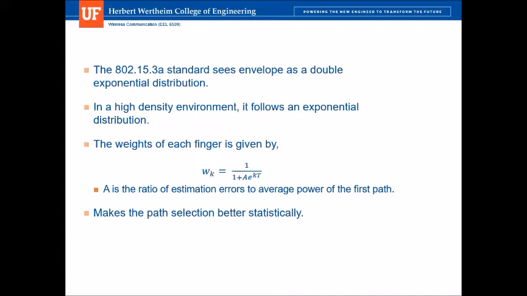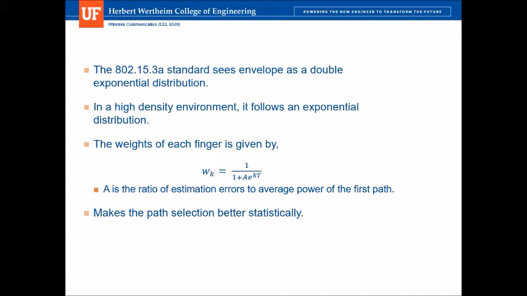in an AWGN channel is a double exponential distribution, but in a high density environment, when there are lots of transmitters and receivers, it follows an exponential distribution. Assuming this, the weight of each finger can be calculated as follows, where the weight of a finger k is given by 1 by 1 plus a into e power kt, where a is the ratio of estimation errors to the average power of only the first path.